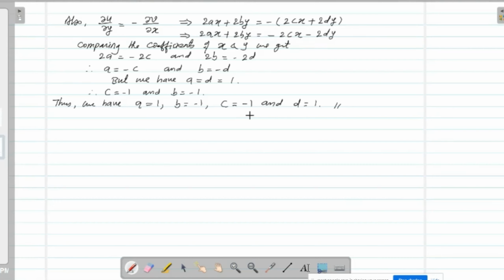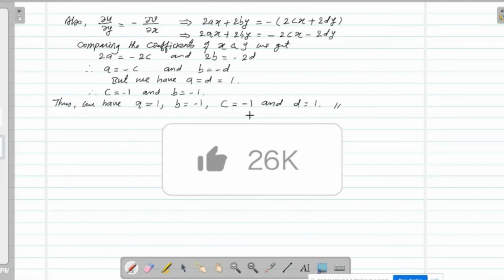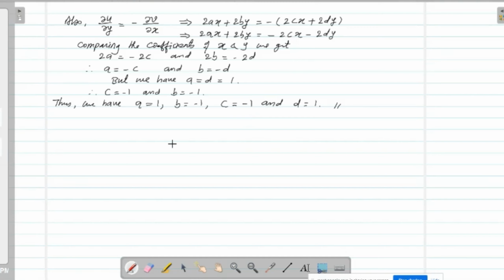I hope you understood how to find the coefficients of an analytic function. Yes or no, students? You got it? Yeah, sir. Should I give one practice problem based on this example?